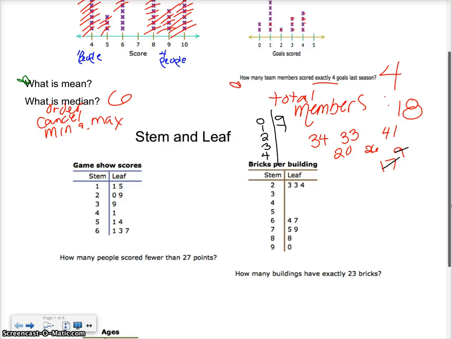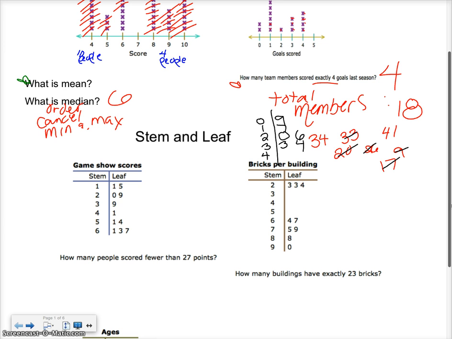In my 20s, I have a 20, so I would put a 2, I mean a 0, and I have a 6. So I have 2 leaves in the 20s: 20 and 26. In my 30s, I have a 33 and a 34.